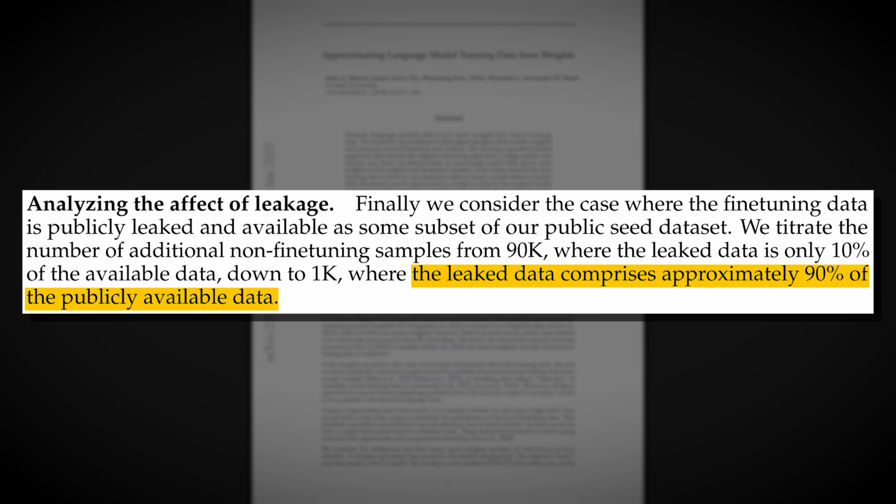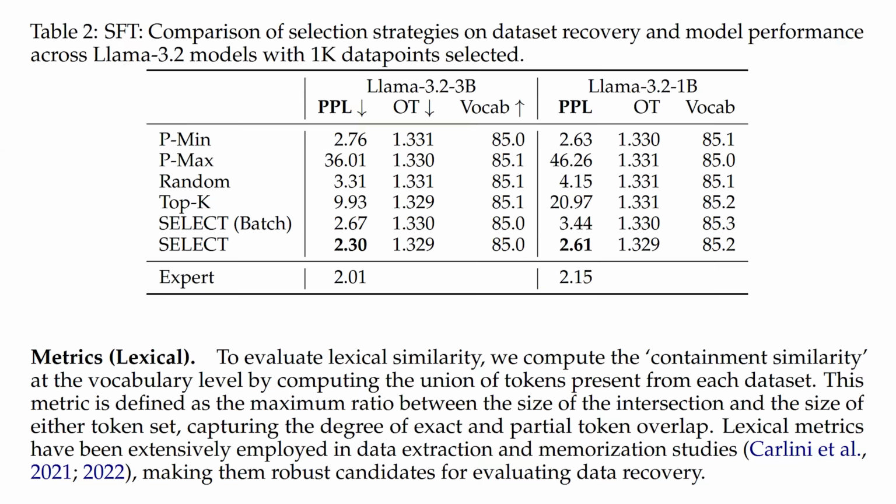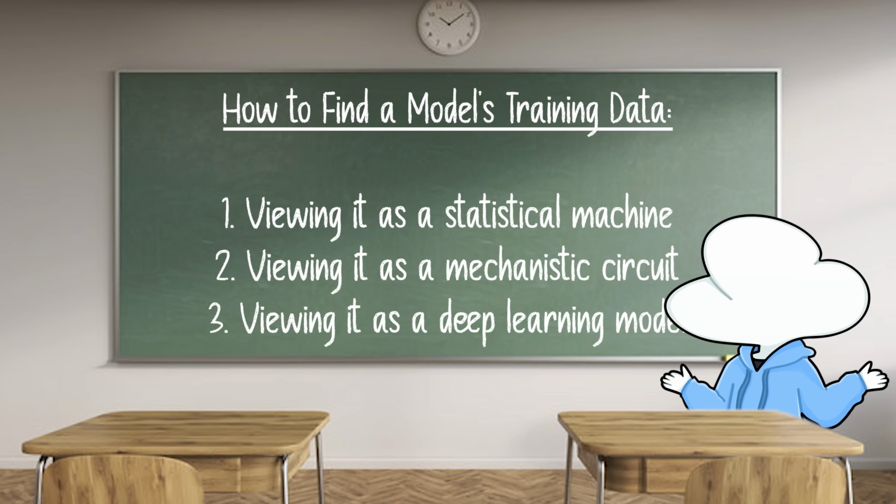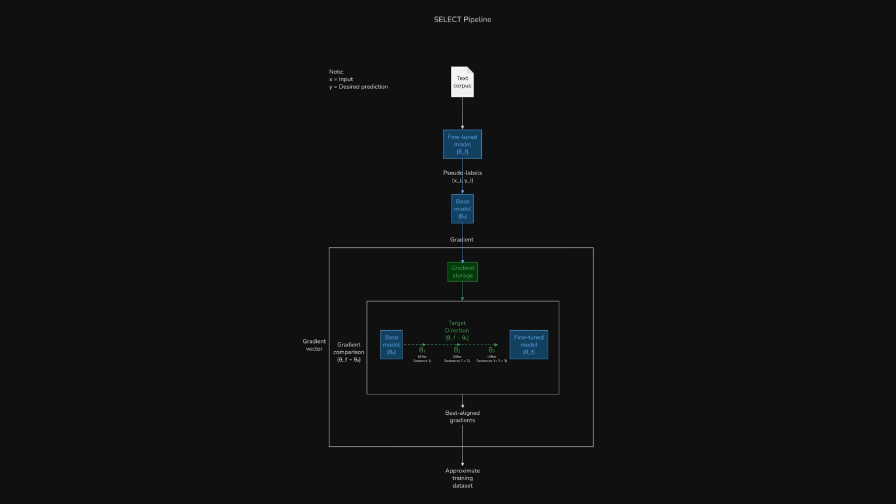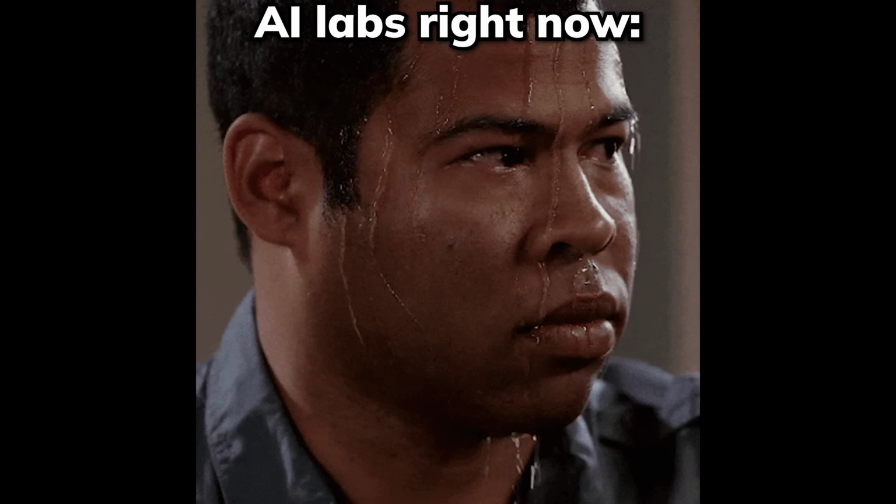But even so, using SELECT, the authors recovered roughly 90% of full data performance by selecting the right samples that will simulate the unknown training data with a lexical overlap of up to 85% by their vocabulary containment metric. Compared to the other toy-like data extraction research, this research actually gives usable data that the model can train on, which may be concerning for some AI labs.